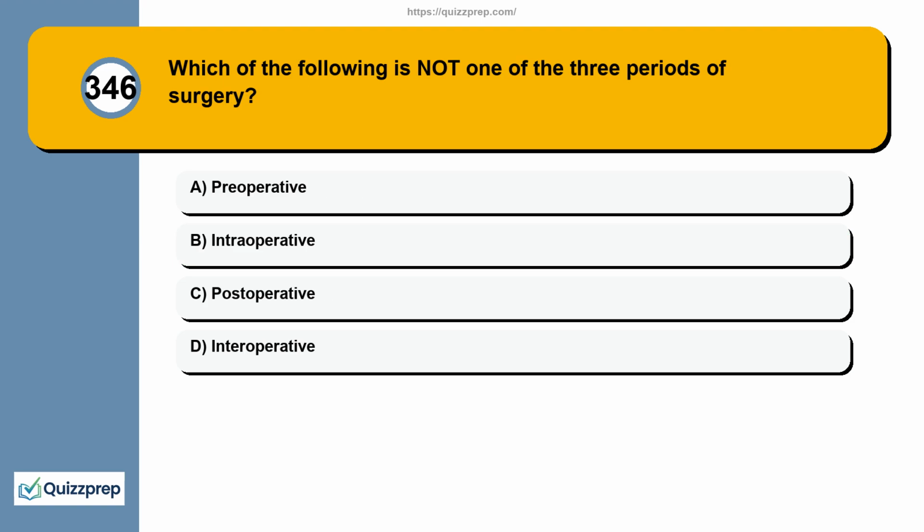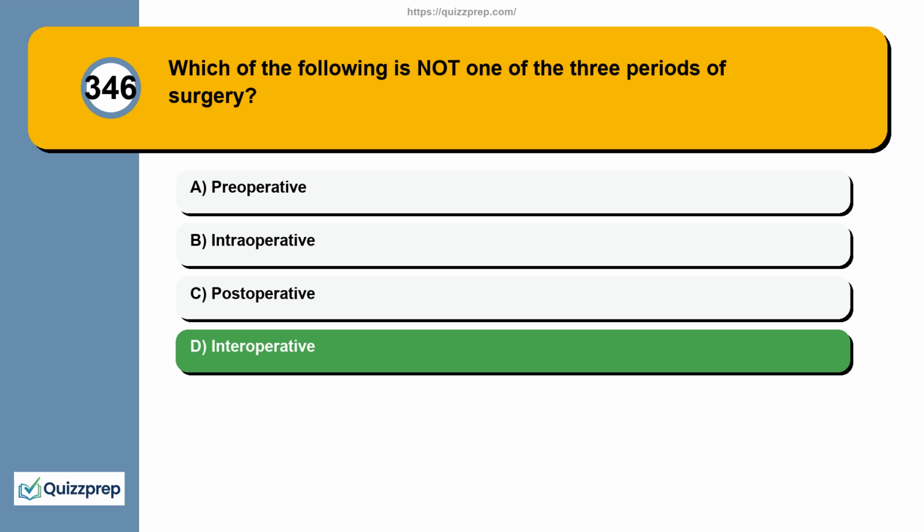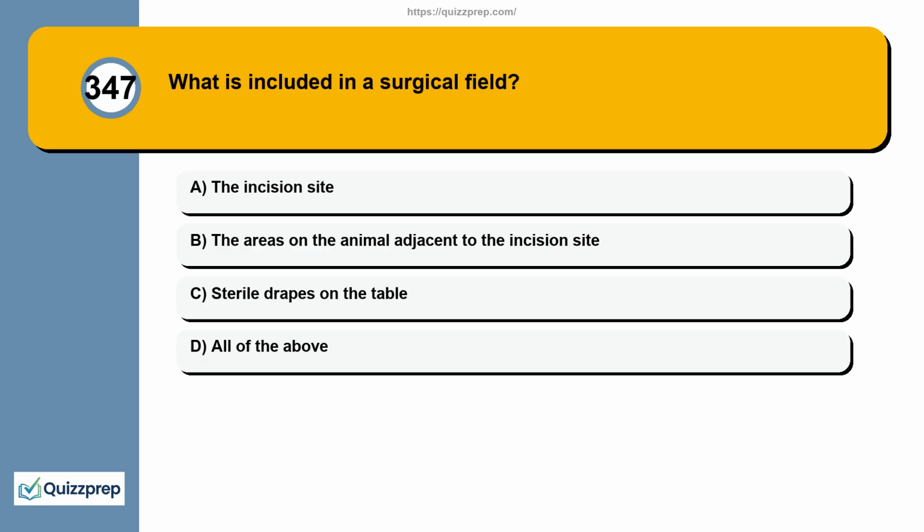Question 346. Which of the following is not one of the 3 periods of surgery? Option A. Preoperative. Option B. Intraoperative. Option C. Postoperative. Option D. Interoperative. The correct answer is option D. Interoperative.